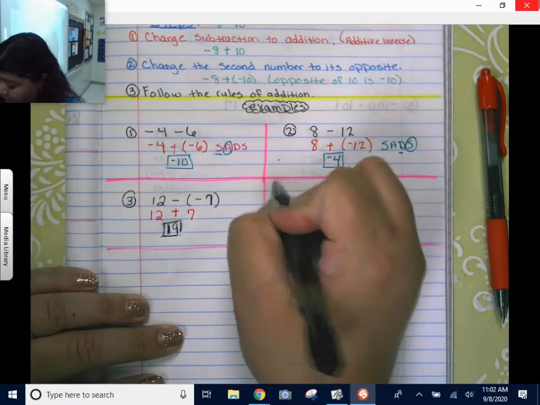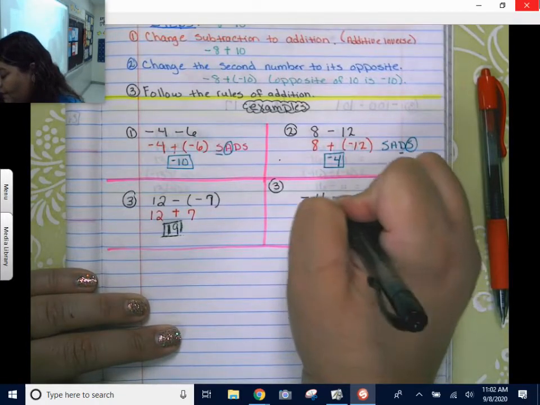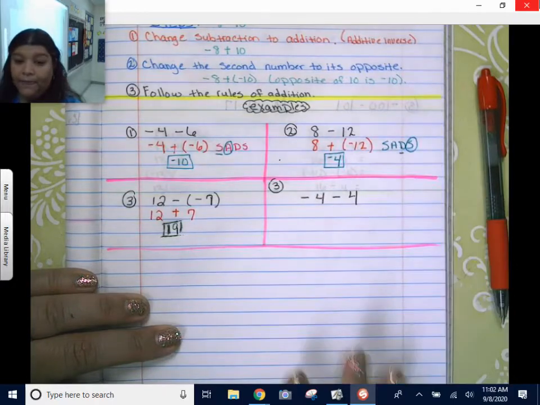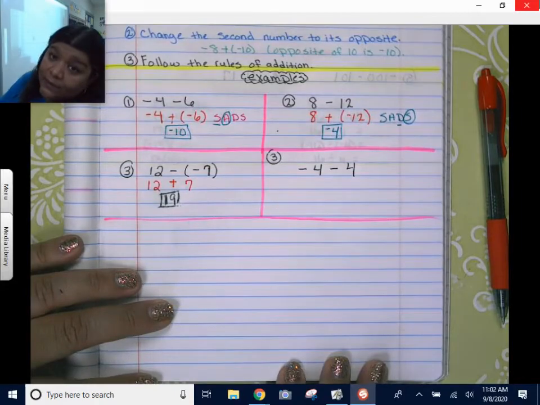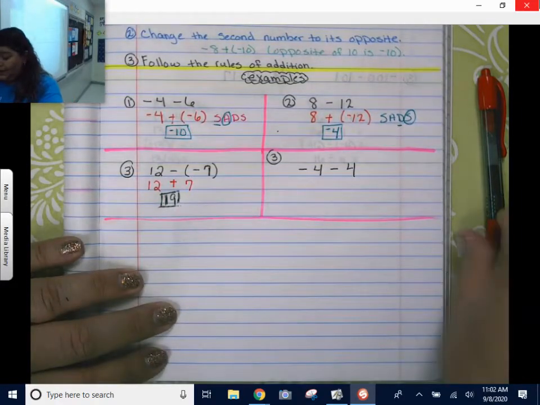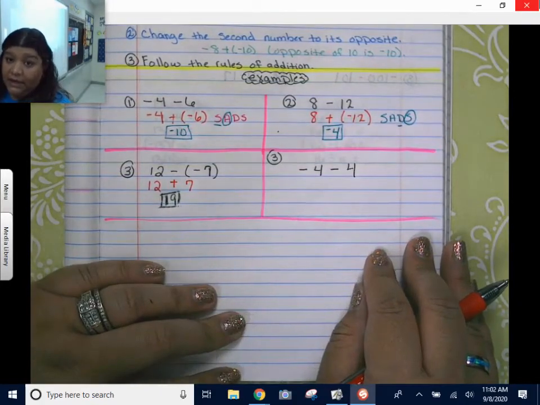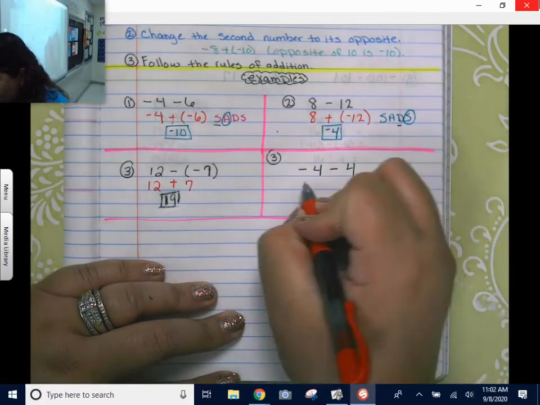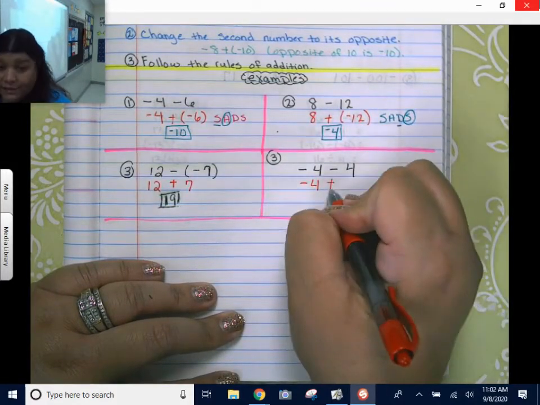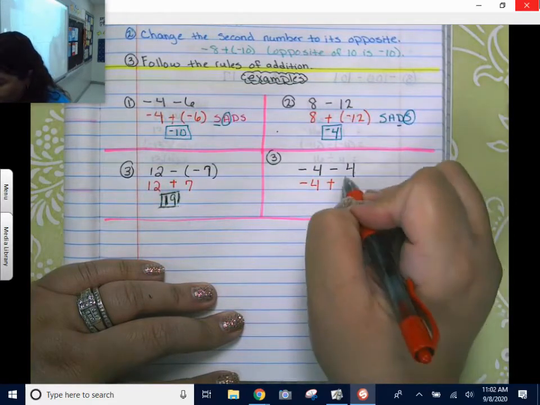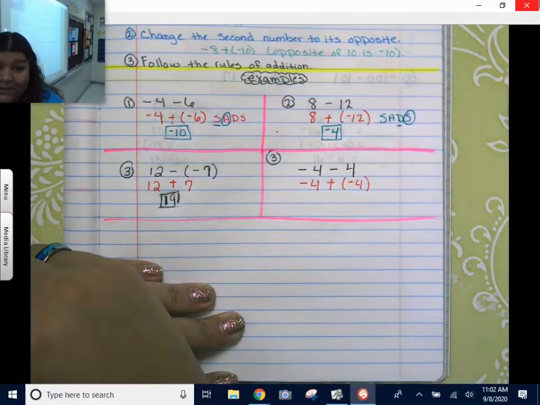Okay? So number 3. Let's take negative 4 minus 4. Don't shoot the gun. It's not a 0. So be careful. I see a negative, which means I need to follow the rules of subtracting positive and negative numbers. First number stays the same. Subtraction goes to its opposite, which is addition. The positive 4 goes to his opposite, which is a negative 4. See how it's not 0?